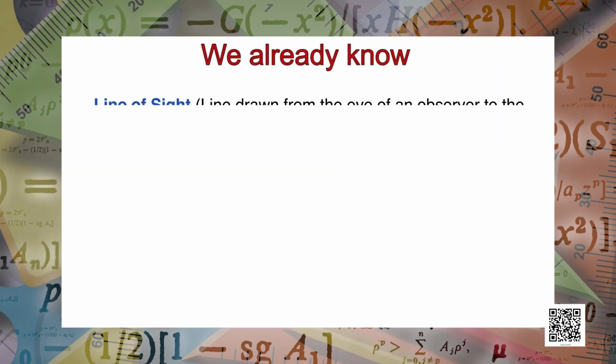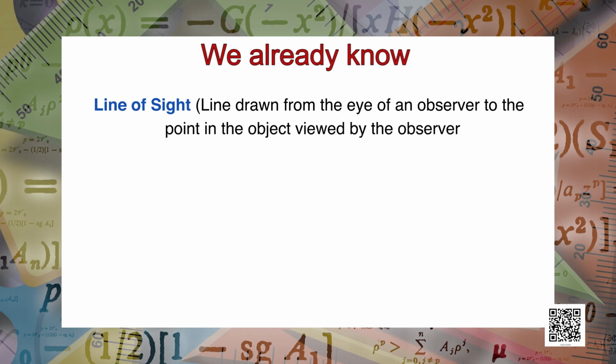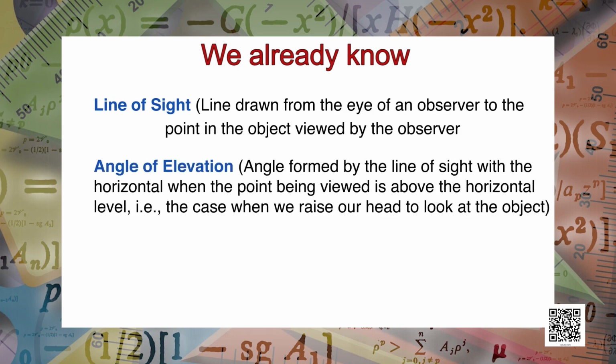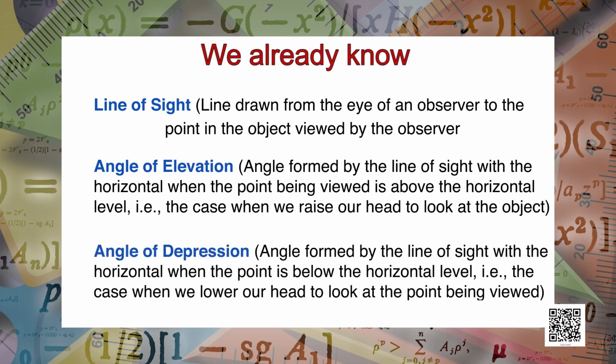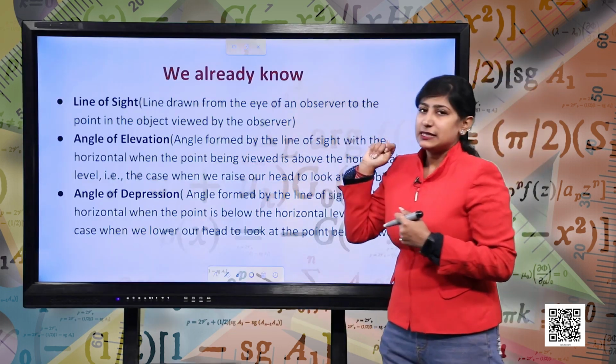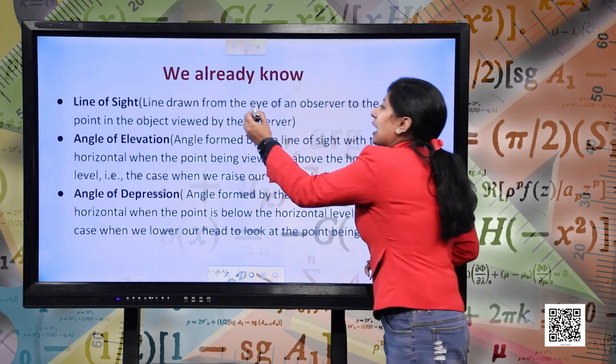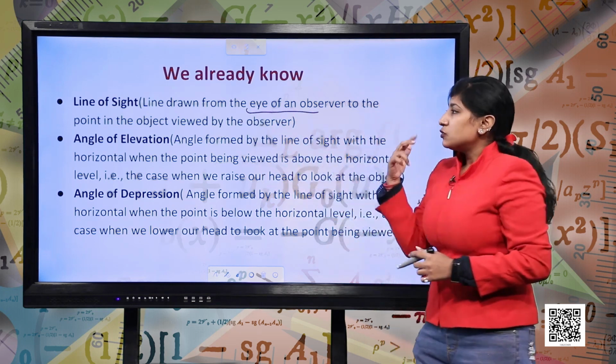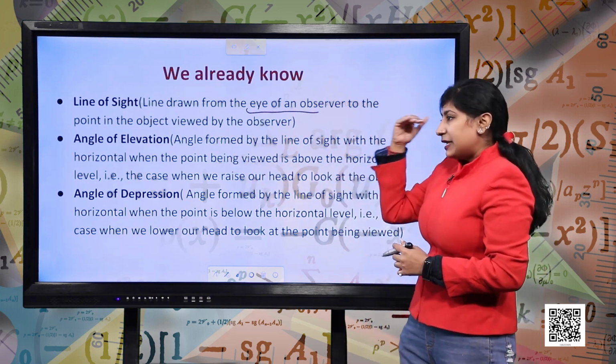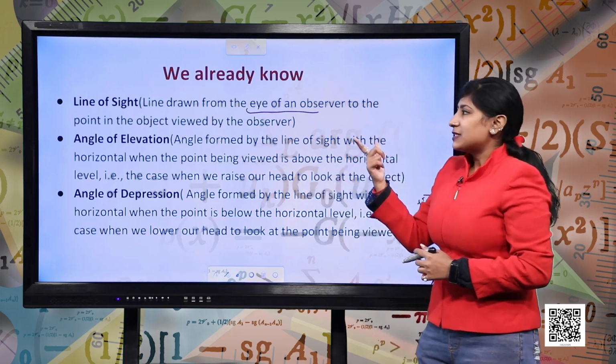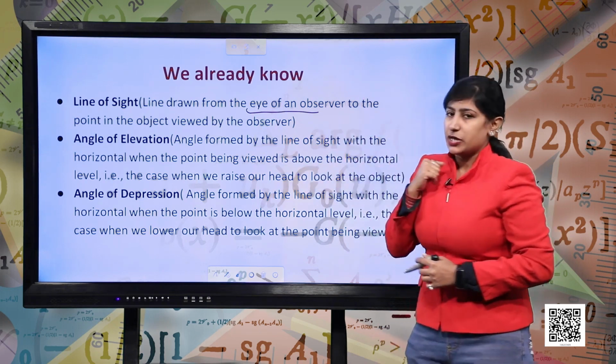So there are three important terms in this chapter: line of sight, angle of elevation and angle of depression. So we have already studied about them, but I would like you to recall them because these are the integral terms which will help us do real life word problems. So what is line of sight? Line drawn from the eye of an observer to the object. So that imaginary line is called line of sight when we are looking at an object, right?